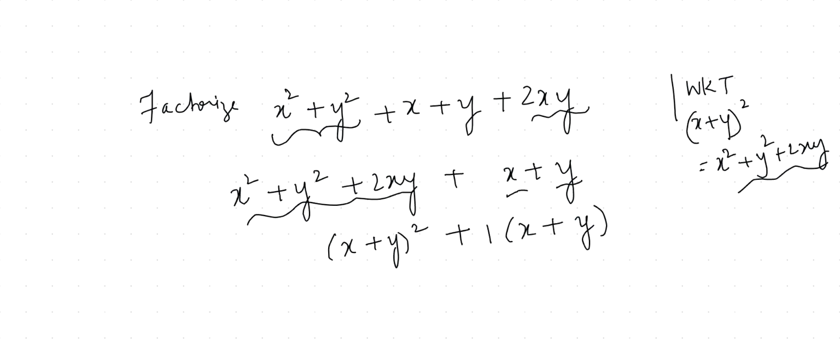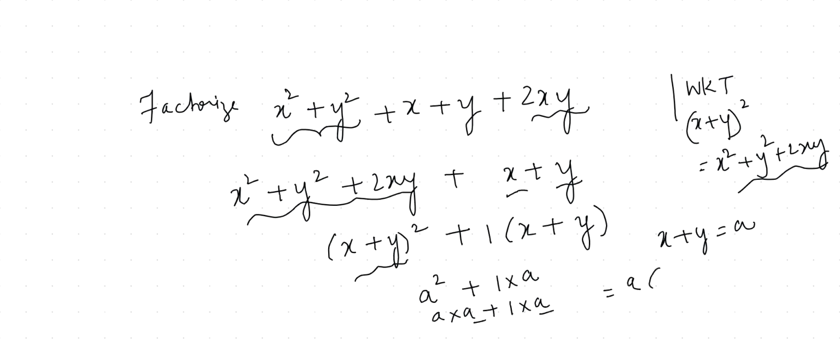So now what do you have here? If you consider x plus y as, let's say, a, you have a square plus 1 into a. So what is a square? A into a plus 1 into a. When you take out a common, you're left with another a plus 1 inside. Back substitute for a, and you will get x plus y into x plus y plus 1.